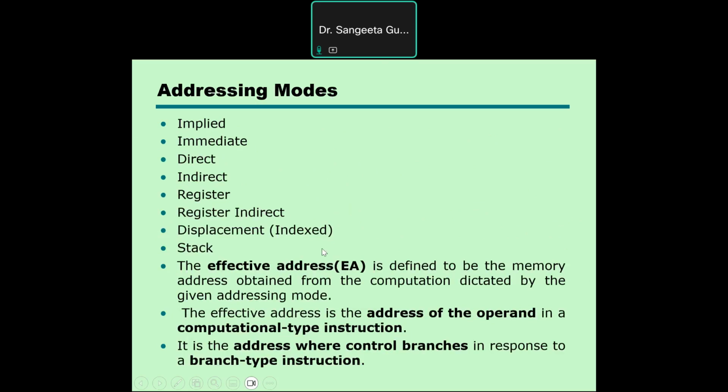In many of these modes, we need to calculate an address which is known as effective address. This effective address is the memory address which is obtained by fetching the operand from a particular location. In short, it is the address of the operand in a computational type instruction. And if it is a branch type instruction, then the effective address is the address where control branches to. Now, based on the concept of effective address, let us discuss the different addressing modes one by one.